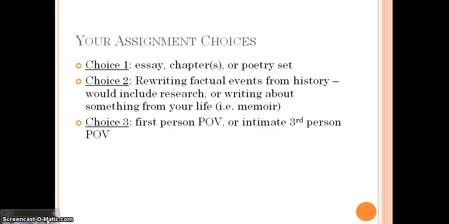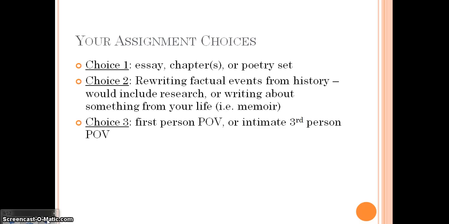Just be wary that anytime you use anyone in writing, you must get their permission first. So just make sure that you are getting permission from those people and that they preview your writing before you publish it because you want them to feel good about what is being written about them. The other idea, so we're looking at real events, real people. History also includes real events and people. So you'll notice under choice number two, it says rewriting factual events from history.